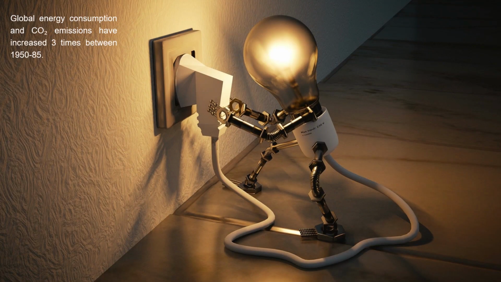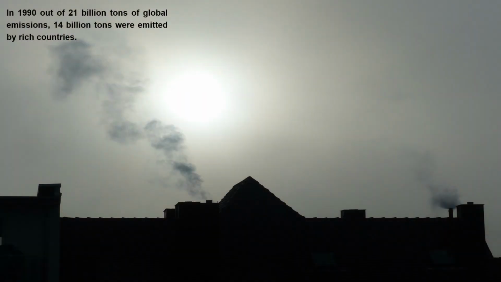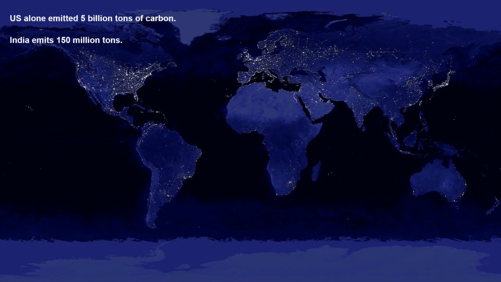Global energy consumption and CO2 emissions increased 3 times between 1950 and 1985, and in 1990, out of 21 billion tons of global emissions, 14 billion tons were emitted by rich or wealthy countries only. The US alone emitted 5 billion tons of carbon, and India emits 150 million tons. So you can see from where we are getting these greenhouse gas emissions.